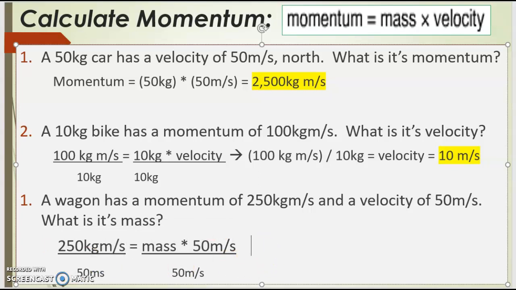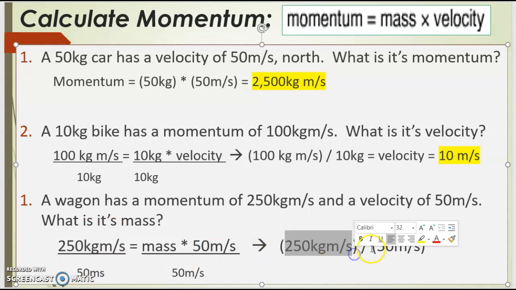And so what we end up with as a problem is 250, and again I'm going to use the parentheses like I did above, 250 kilogram meters per second divided by 50 meters per second. Again, I'm going to use the parentheses just so you know what goes together. Okay, so here's the 250 divided by 50, right? 250 divided by 50 equals the mass.